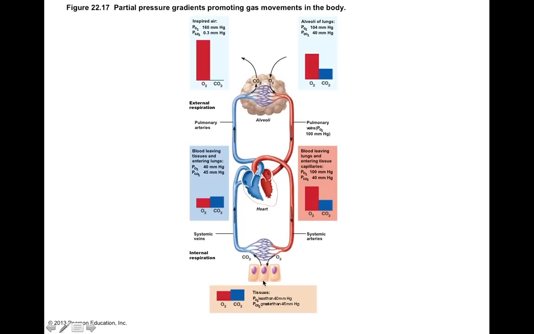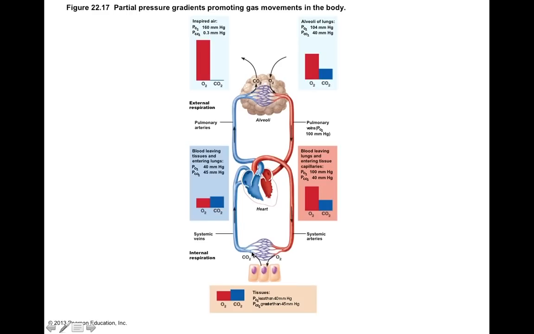Good. If your tissues are highly metabolically active, would the CO2 levels be high or low in the tissues? High, because CO2 comes from metabolism. Good. Okay, keep that in mind. That's what keeps this gradient going. Okay. So, by the way, we call this internal respiration because gases are moving between blood and tissues.